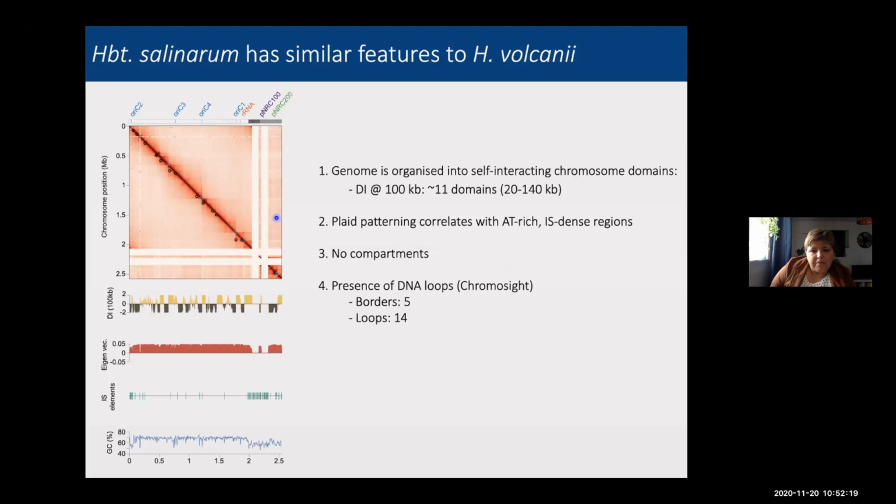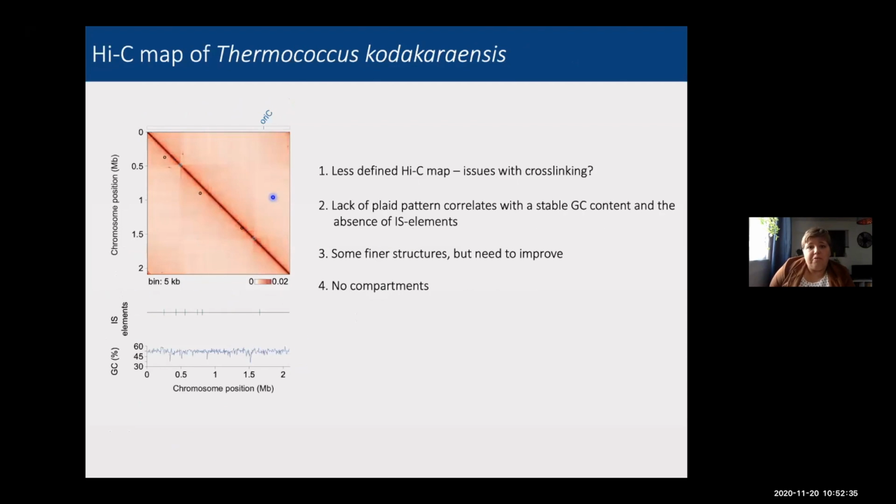And so, when you look at this plaid patterning and you look at the GC at the bottom, it really correlates, and it also correlates with the presence of these IS elements again. And so this kind of confirmed to us that maybe that was what was responsible for the plaid patterning in Haloferax.